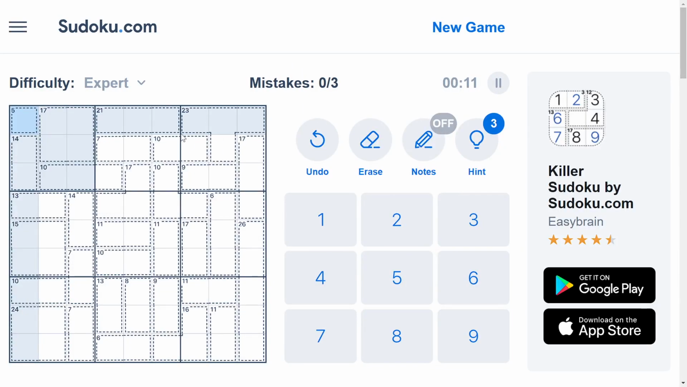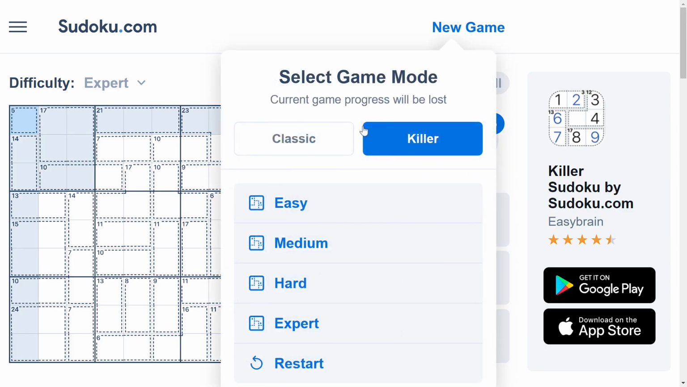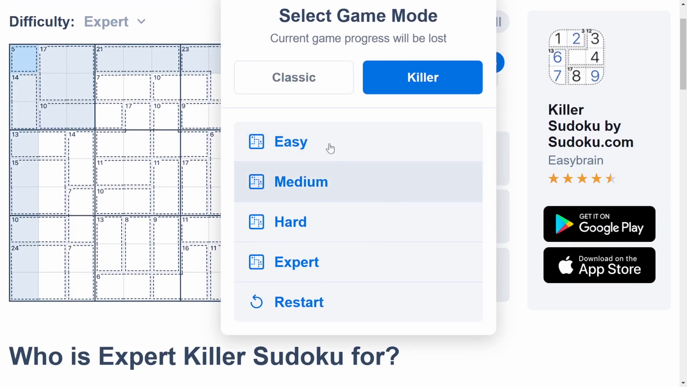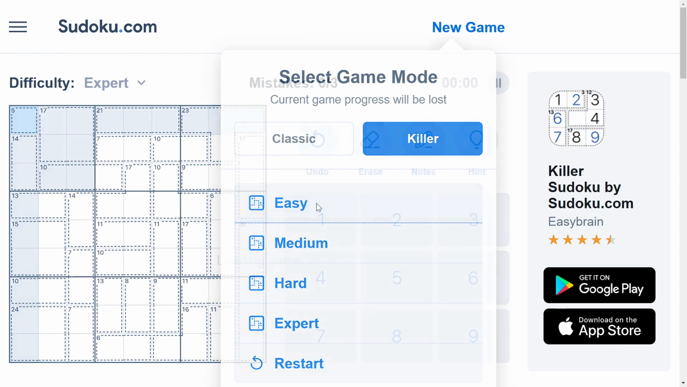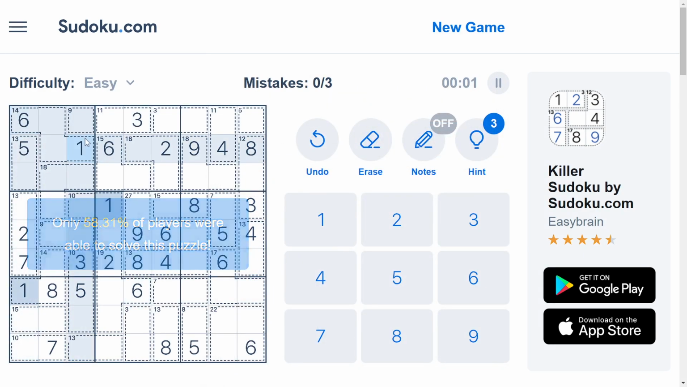Okay, hello, and today we are going to do Sudokus. We're going to do a bit of Killer Sudokus today, and we're going to start off with the easy difficulty. What is a Killer Sudoku?